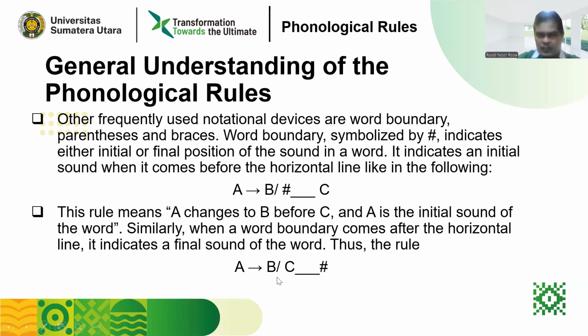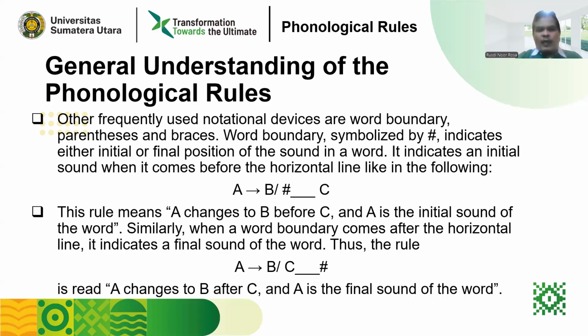Now, when it is located after the horizontal line, as you can see here, it means that the change only occurs when the original sound is located after C, and it is the final sound of a word. So this is the first notational device to indicate the phonological rule. Whenever it is situated before the horizontal line, it indicates that the sound is the initial sound of a word. But when it is located after the horizontal line, it is the final sound of a word.